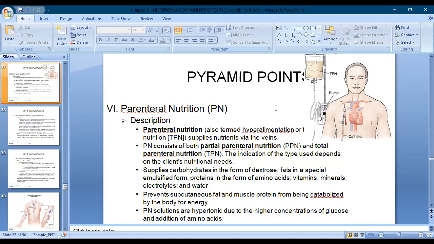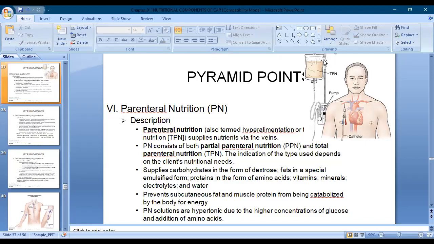Before giving total parenteral nutrition, we have to check the blood glucose level. Even after starting it, we have to regularly monitor the blood sugar level, because the fluid or saline we give them contains dextrose. Dextrose contains a good amount of sugar, so the patient has a chance to develop hyperglycemia. Always keep this in mind.